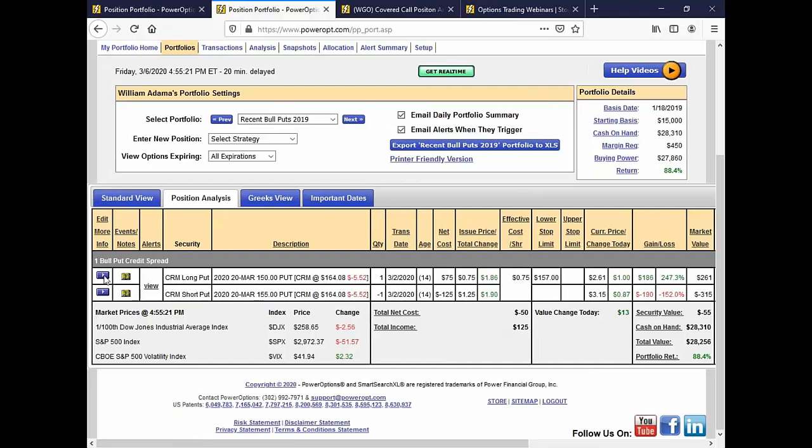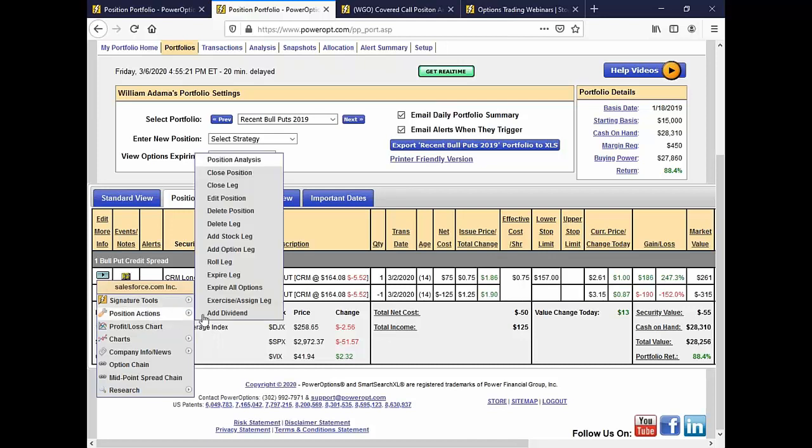Ideas for management, first step, just as we did before, position actions from any position I'm tracking, and position analysis.